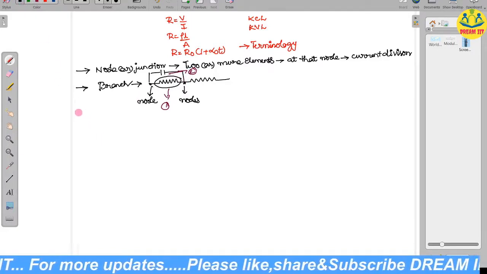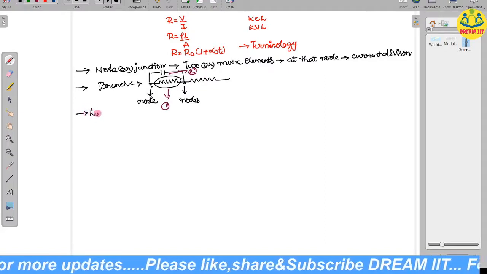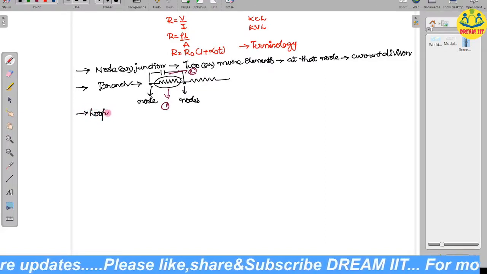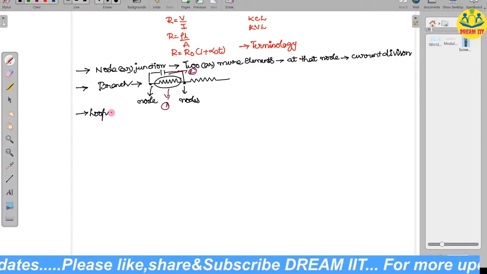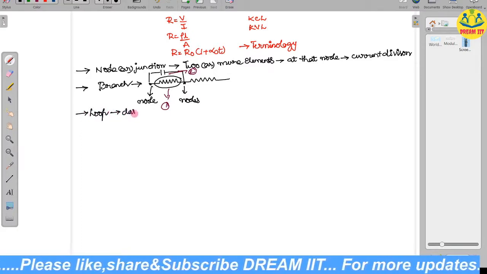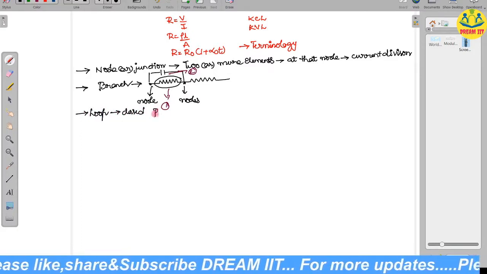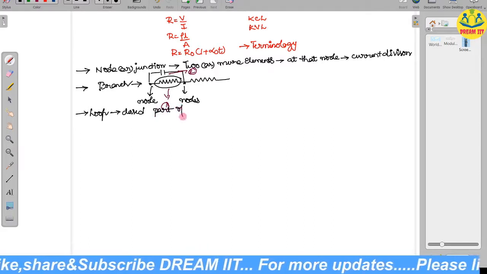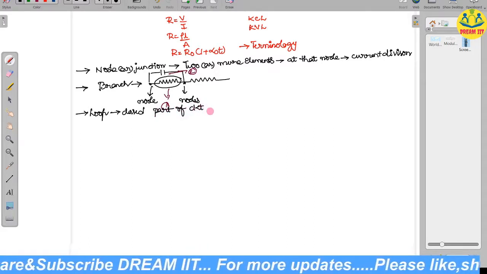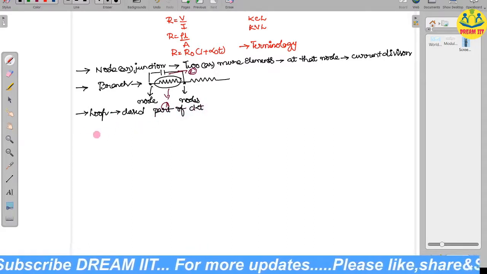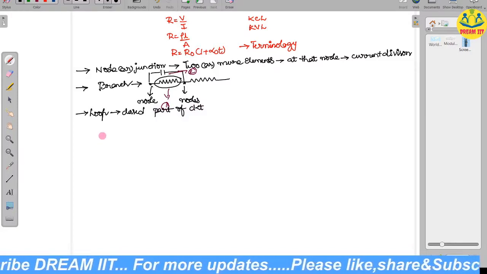Next, what is the meaning of loop? Loop is also very important. Loop is a closed part of the circuit. This is a closed part of the circuit. Like this, it is important terminology.